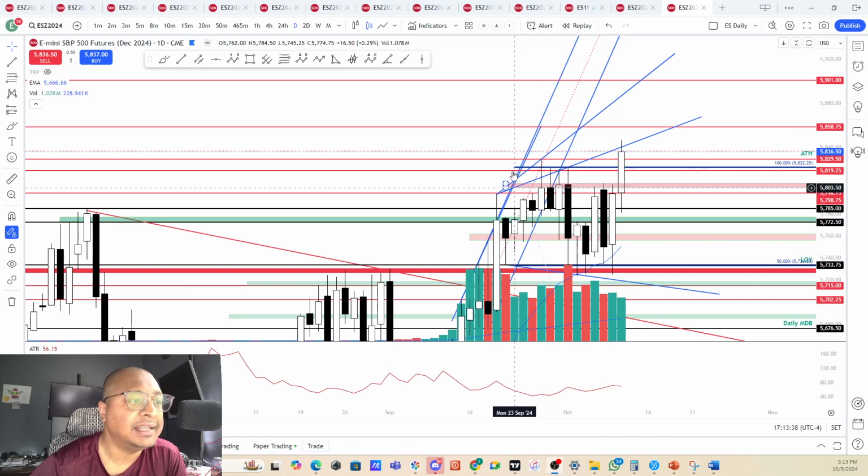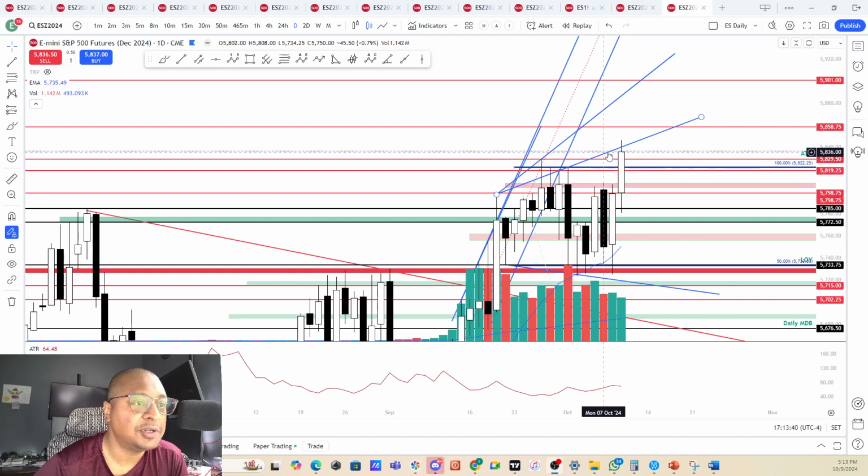Now, looking at the daily chart as well, we had this particular wedge line. We went up to that wedge line again. That was at the 5841.40 area. We broke above it, but we did not close the day above that line. So that is not a very good sign for the bulls, but the market is bullish at this point of time.